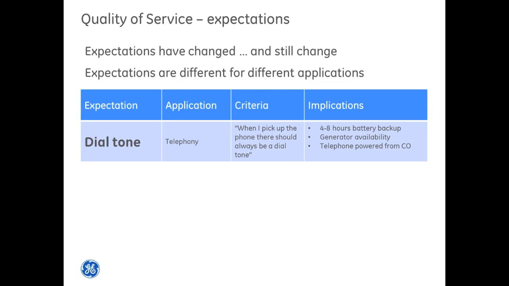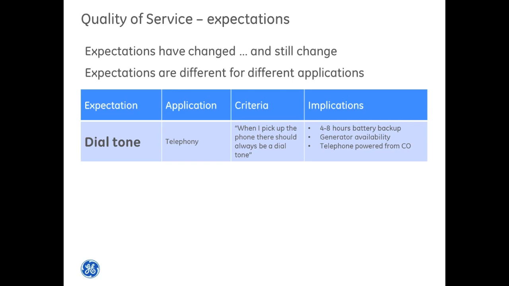Used to be with telephone service, plain old telephone service, dial tone was the expectation. The typical subscriber would say, when I pick up the telephone, there should always be a dial tone. And this was whether or not his lights were on, he still expected that there would be a dial tone.